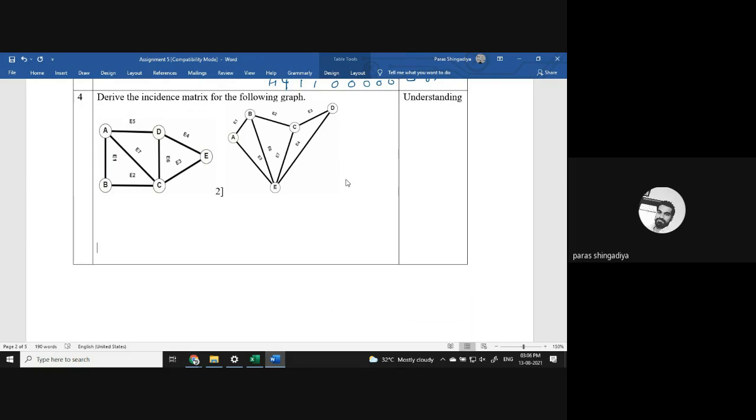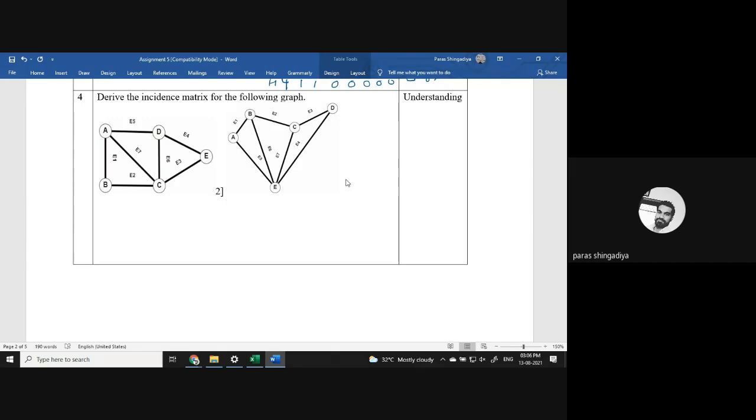Clear? Question number 4. 4 to 5 graphs is given here. Derive the incidence matrix of the following graph. So let's check the first graph. So what is meaning of incidence relation? In all the above examples, we just checked the relation between vertex to vertex. And now in these questions, we'll consider the relation between vertex and edge. ठीक है, vertex और edge का relation आपको check करना है.